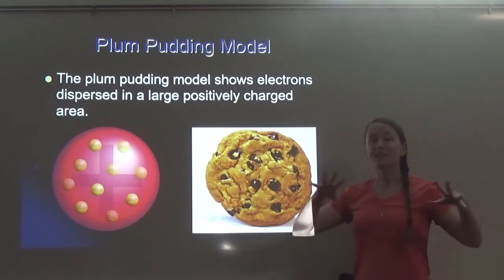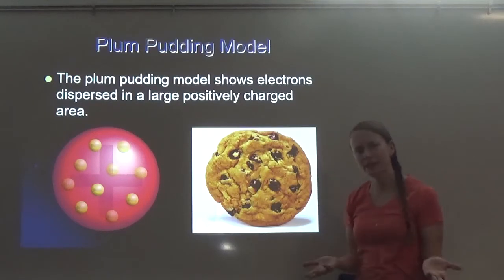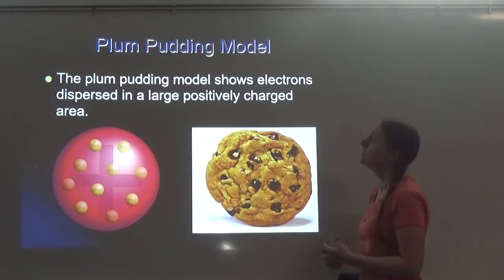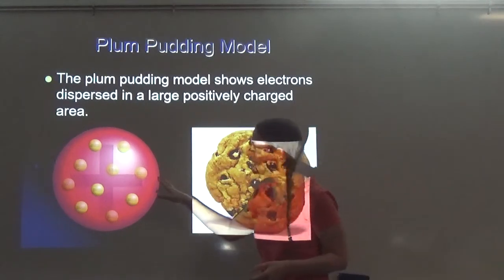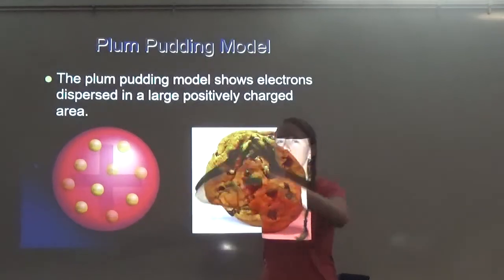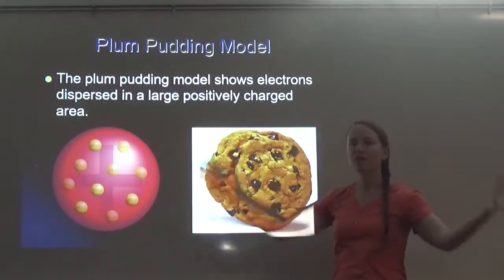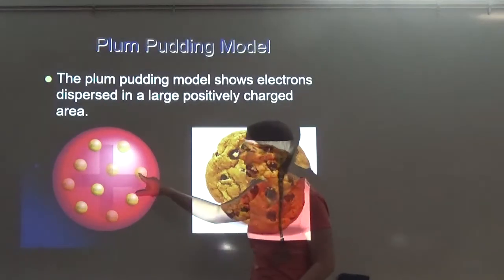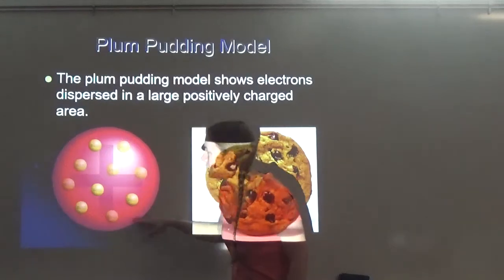Alright, so once we figured out, hey, there are negative particles in here, there are electrons, J.J. Thomson created what we call the plum pudding model of the atom. The plum pudding model shows the electrons dispersed in a large positively charged area. So I always say it's like you have a large positive force field. Think about a superhero movie where they can create a force field. You have a large positive force field, and then you have negative electrons throughout it. So this whole pink area is positive.